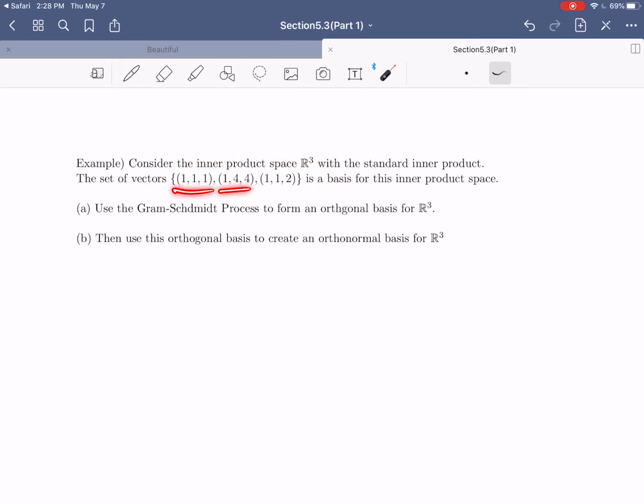Just check the first two. The inner product of (1,1,1) with (1,4,4) should give you 1 plus 4 plus 4, which is 9. So that's not an orthogonal basis. We're going to use the Gram-Schmidt process to form an orthogonal basis, and then once we have our orthogonal basis, we'll normalize it to create an orthonormal basis.